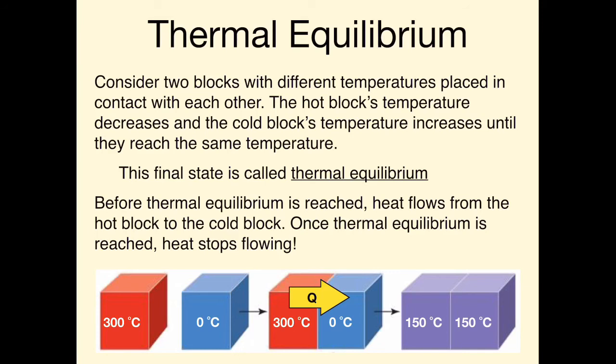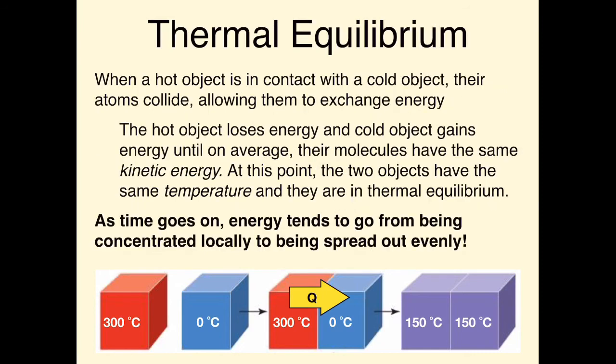And then once thermal equilibrium is reached, that heat stops flowing altogether, and then they're at the same temperature. So that's the basic idea behind thermal equilibrium. Again, to recap, you have two objects with different temperatures. Okay, they're not in equilibrium. Heat flows from the hot one to the cold one, and this happens for a while until they reach the same temperature. Once they reach the same temperature, we call that final state thermal equilibrium.